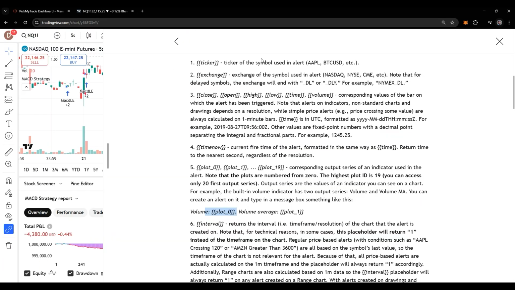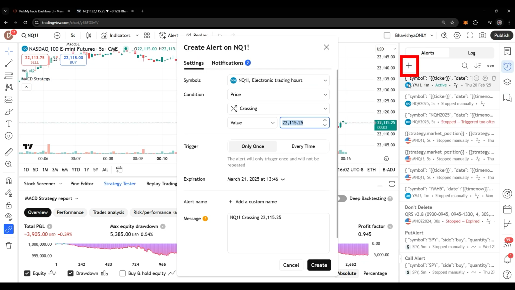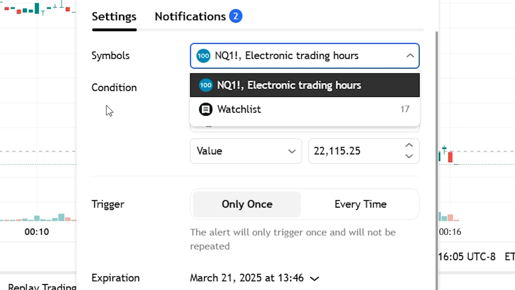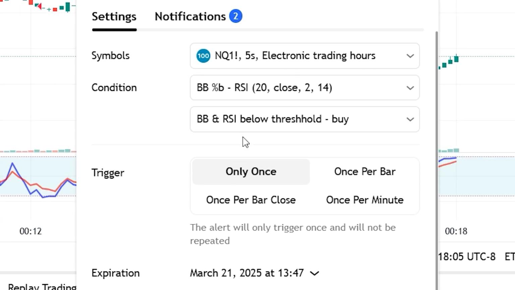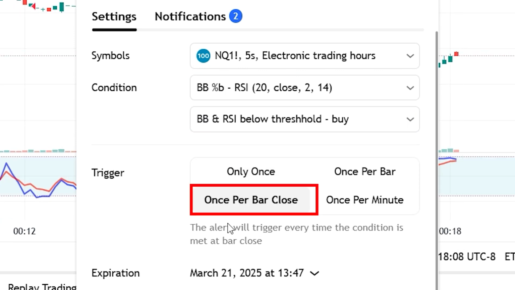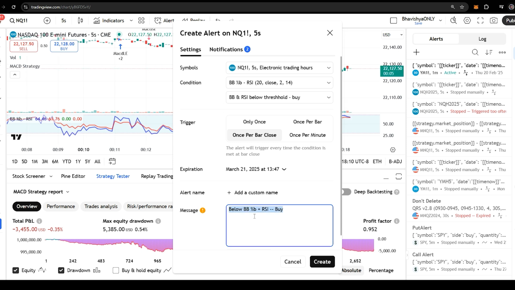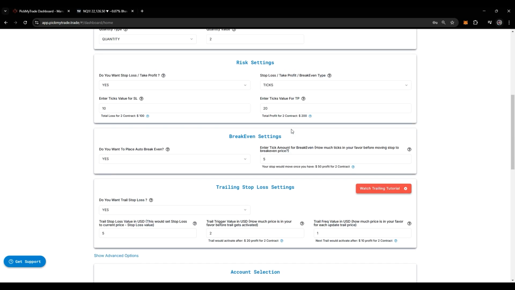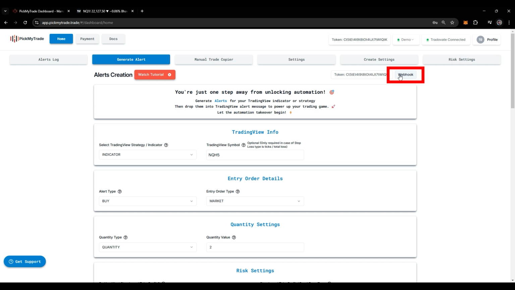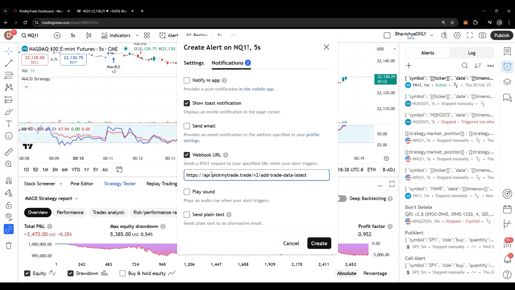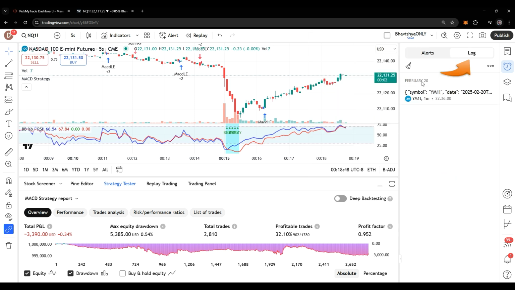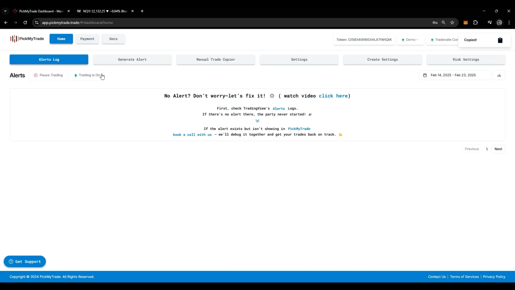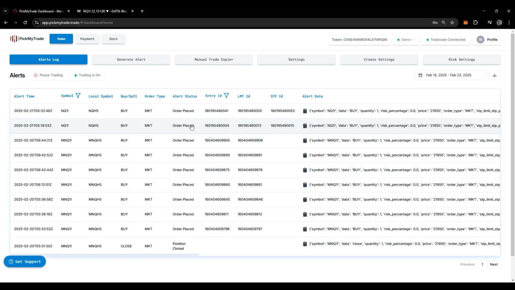Then you have to go to TradingView. Click on the plus icon. You have to select your symbol. Then, you have to select the indicator or strategy. I have added this indicator. Here, we generally select once per bar close. Then, in this text box, you have to paste that copied code. And then again come here, and copy the webhook URL from here. And in the notification section, just paste that URL. And just click on Create Alert. So whenever the alert gets triggered, you will be able to see it in the PickMyTrade log section.